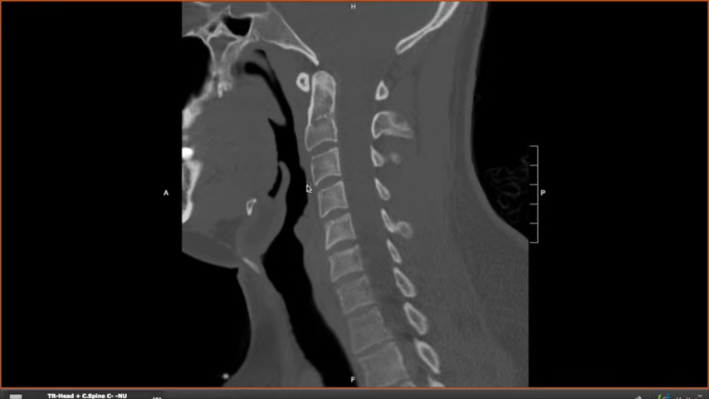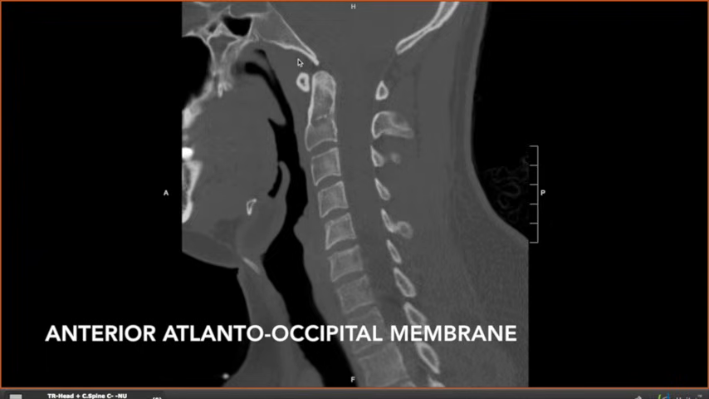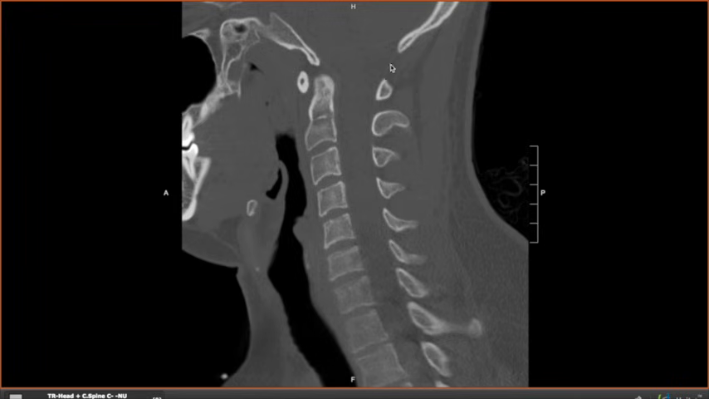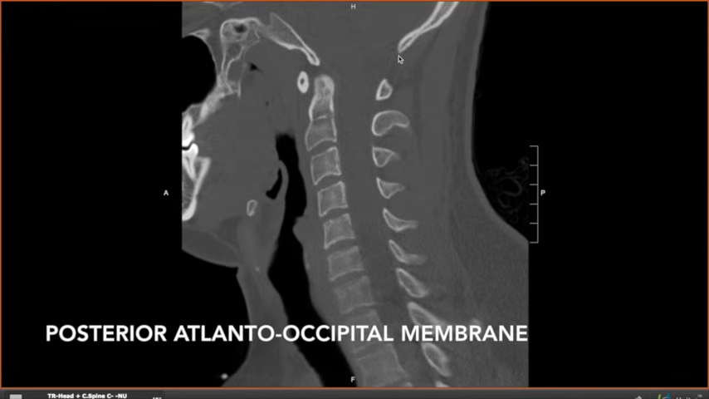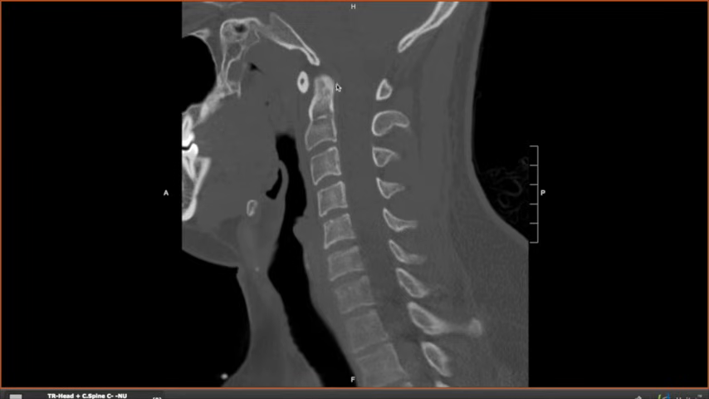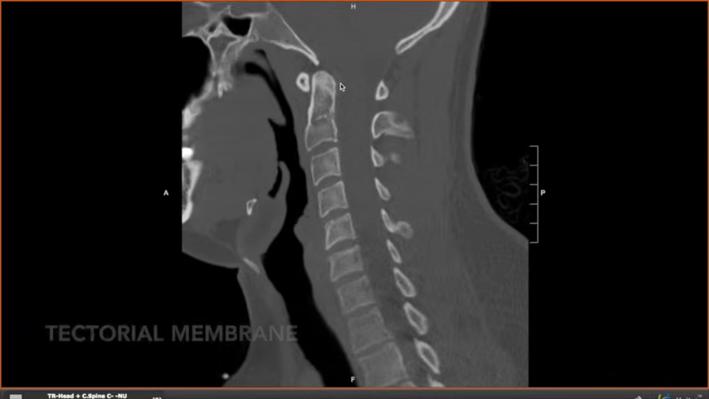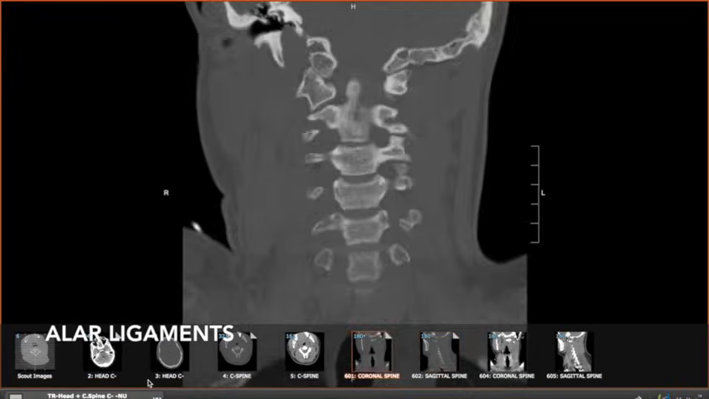The continuation of the ALL superiorly is called the anterior atlanto-occipital membrane. The continuation of the interspinous ligaments posteriorly is called the posterior atlanto-occipital membrane. The continuation of the PLL superiorly is called the tectorial membrane. There are two sets of ligaments that insert at the tip of the odontoid that you have to know. There is the apical ligament in the midline, which is a small fibrous band from the tip of the dens to the basion, and the alar ligaments, which are best seen on coronal.